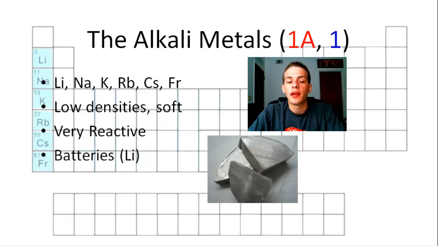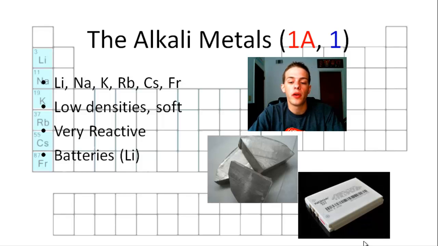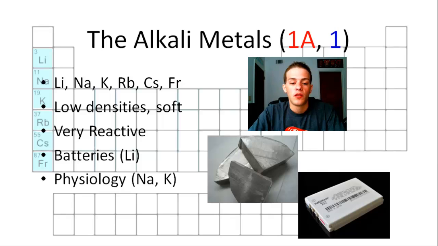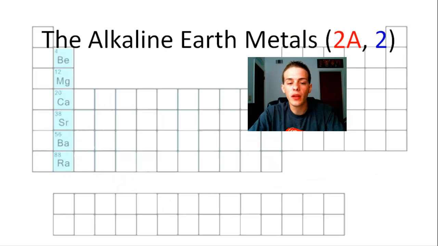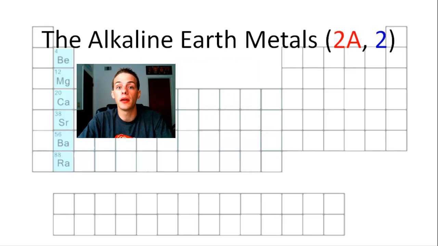Alkali metals have numerous applications. Lithium, for instance, is used to make batteries. This is a picture of a lithium-ion cell phone battery. Chances are the battery in your cell phone is a lithium-ion battery. Sodium and potassium are very important, especially in physiology. You have little proteins in your body right now called sodium-potassium pumps that you would be dead without. So in addition to things like cell phone batteries and industrial applications, a lot of these alkali metals are very important biologically as well. So that takes us right along to the alkaline earth metals.